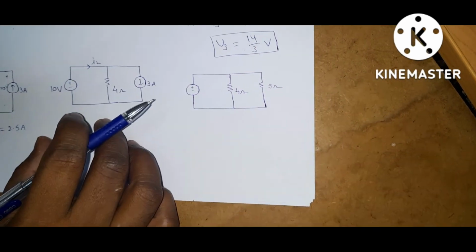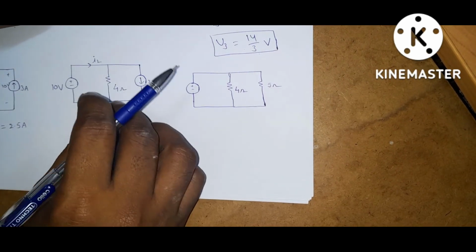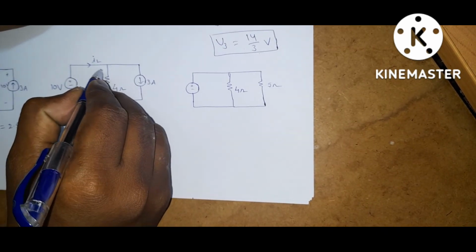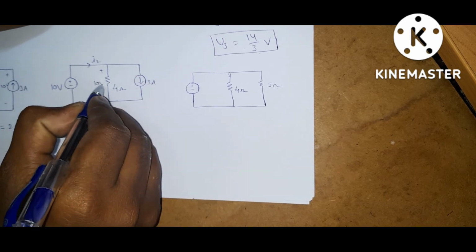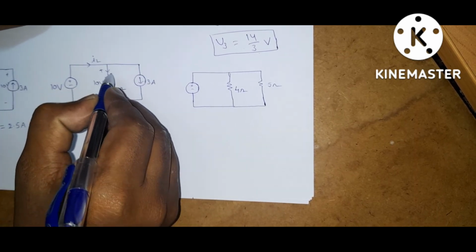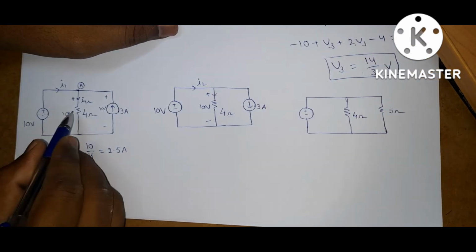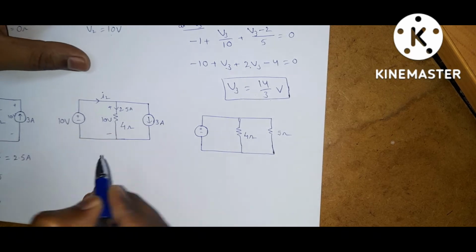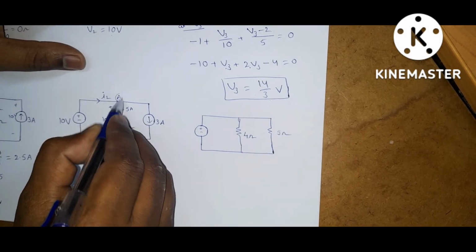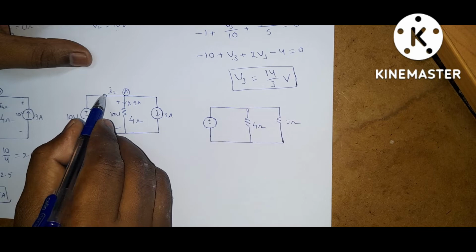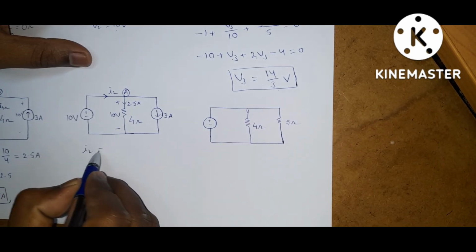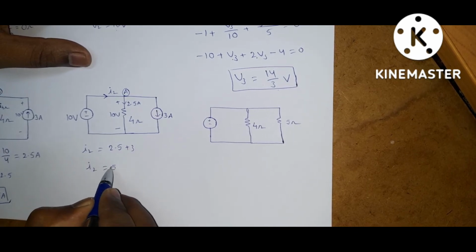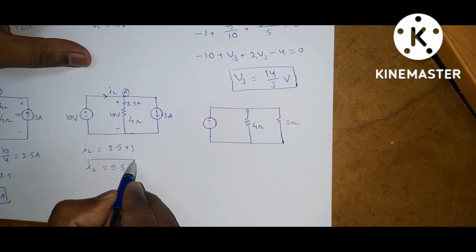Coming to this circuit, here also the voltage is the same across all the elements because they are connected in parallel. The voltage across the 4 ohm resistor is 10 volts, so the current flowing through I4 ohm is the same as before, 10 by 4, which is 2.5 amperes. Now apply KCL at node A. There is only one incoming current, I2, so I2 is equal to 2.5 plus 3. So I2 is equal to 5.5 amps.